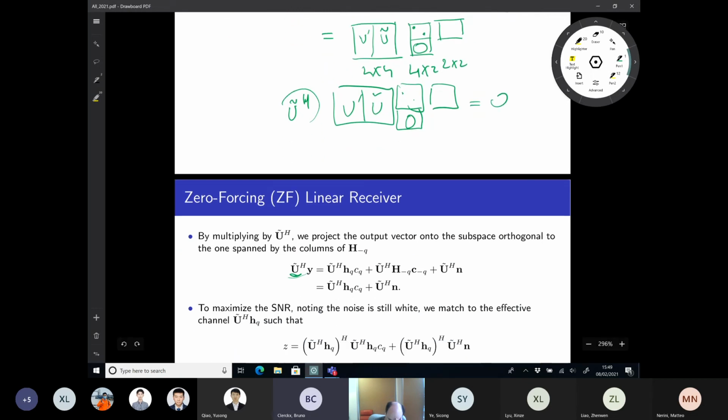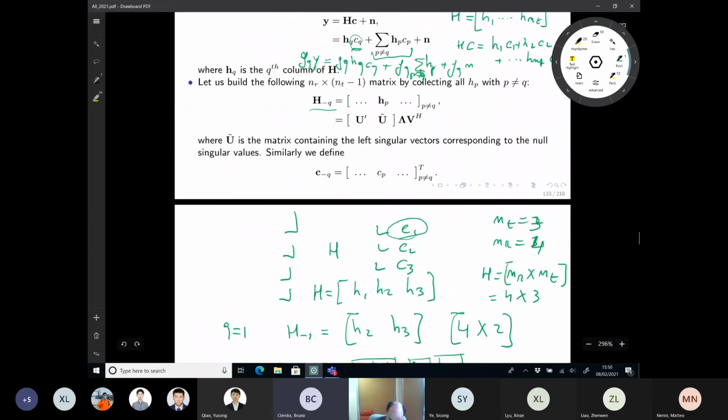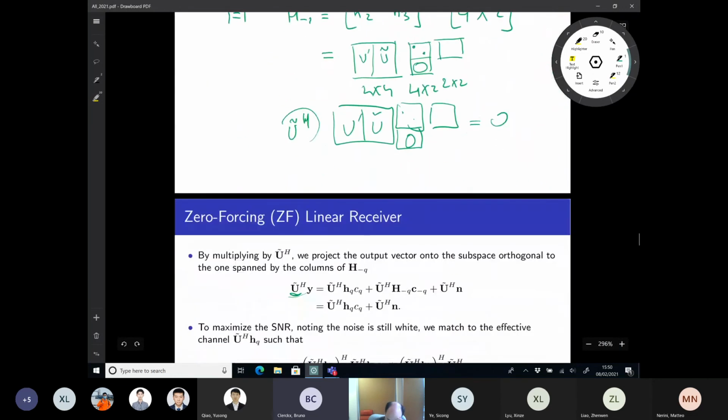So what's going to happen here, if you express the whole thing, you have U tilde Y. Your Y here is HQCQ plus your noise. Nothing has changed. The noise and HQCQ are multiplied by now your U tilde. Now, because your U tilde H minus 1 is equal to 0, you actually excite this non-zero block here, and you end up with this guy equal to 0.